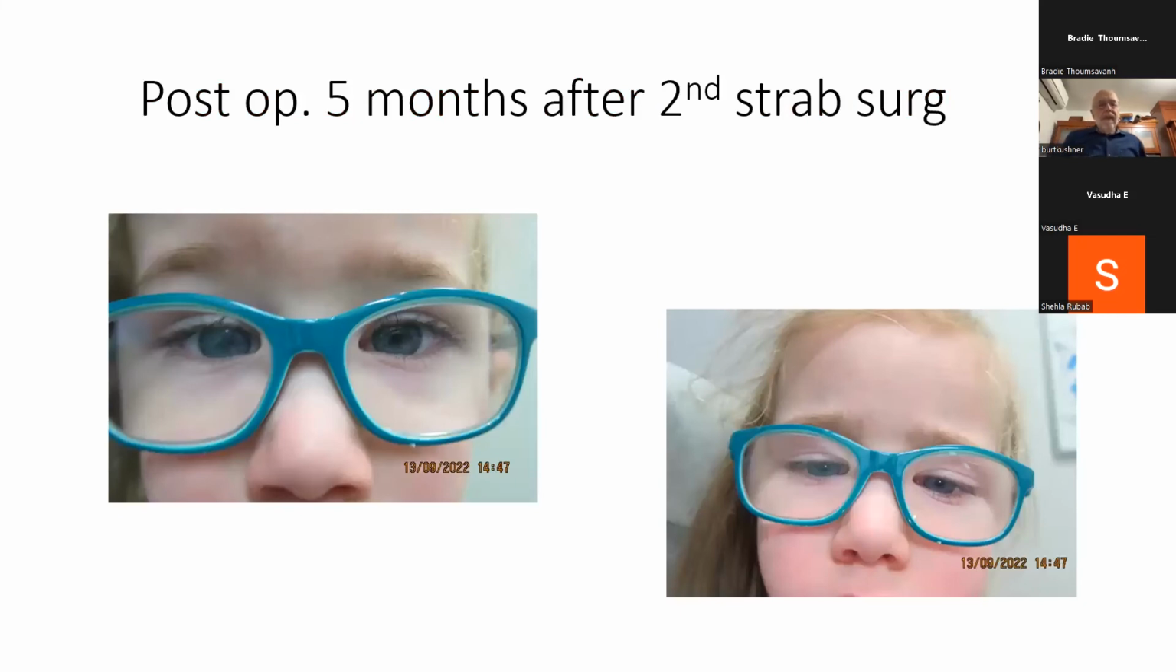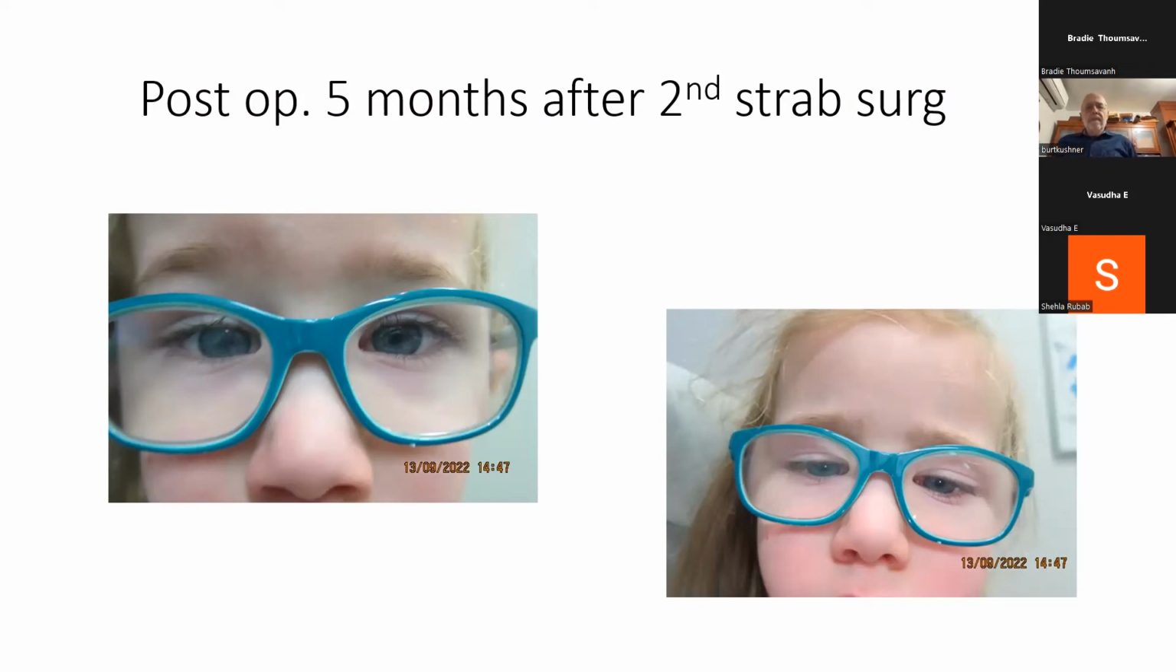So this is a picture taken 5 months post-op after her second strabismus surgery. One of the other things I should mention is, between the first and second surgery, I kept checking her. I repeat my cycloplegic refraction usually like 4 or 5 months after each surgery. Her astigmatism was increasing a bit, but the hyperopia still remained the same.